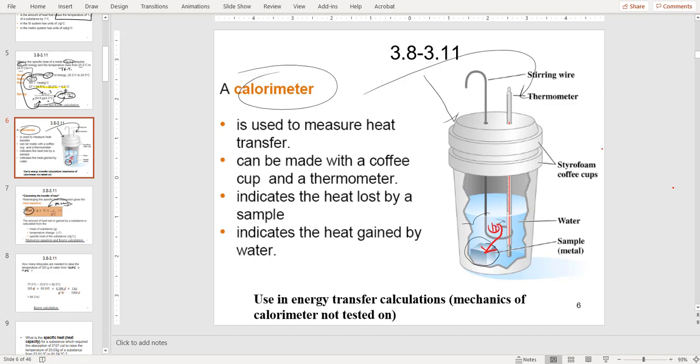Bottom line is, if we have a sample transfer its heat energy into the water, then the temperature is going to rise. Because temperature powers movement, and because the water is picking up the heat energy, then the temperature will rise. And so when we do our temperature final minus initial, we're going to have a positive value.